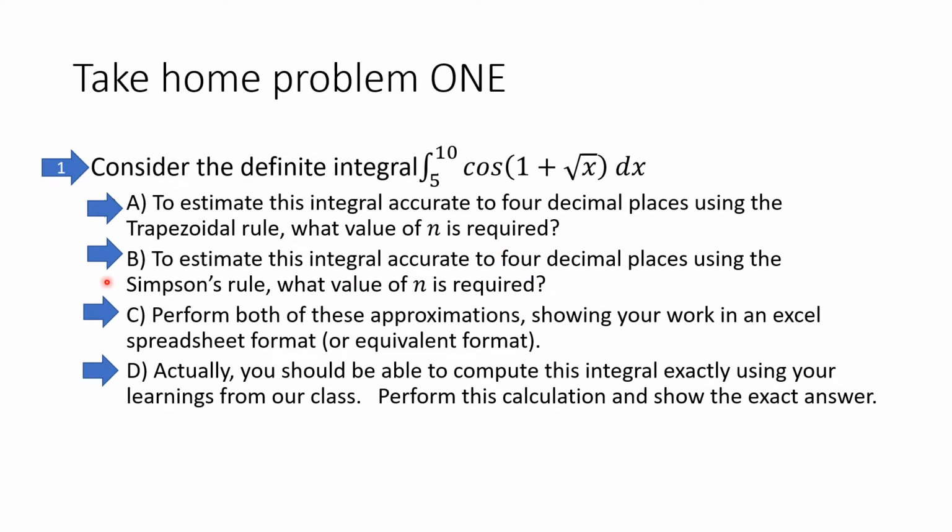Part B, to estimate this integral accurate to 4 decimal places using Simpson's rule, what value of n is required? Again, show your calculations and the value of n. Part C, and part C really is 2 parts, but you want to perform both of these approximations. So approximate this integral using the trapezoidal rule and the value of n that you came up with, and also approximate the value of this integral using Simpson's rule to the value of n that you did.